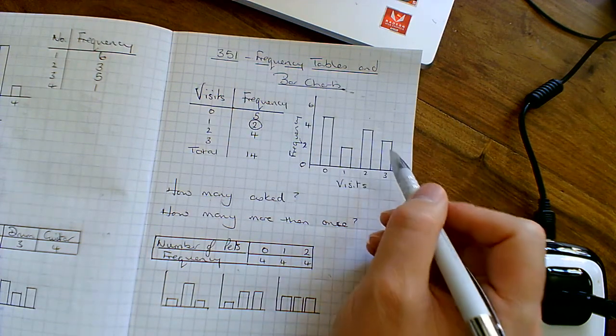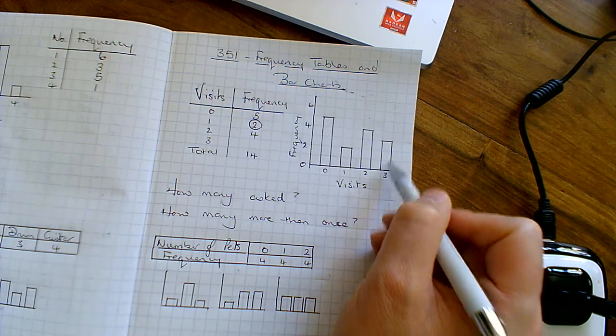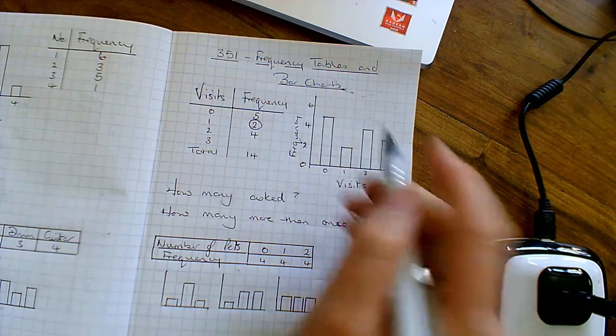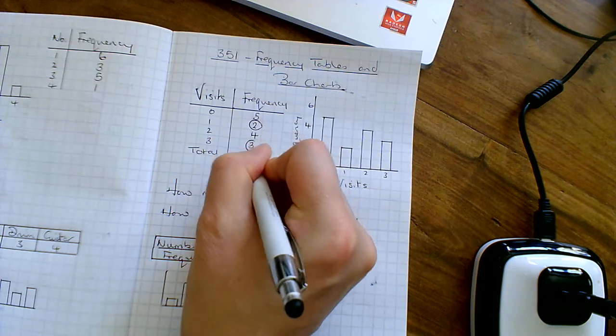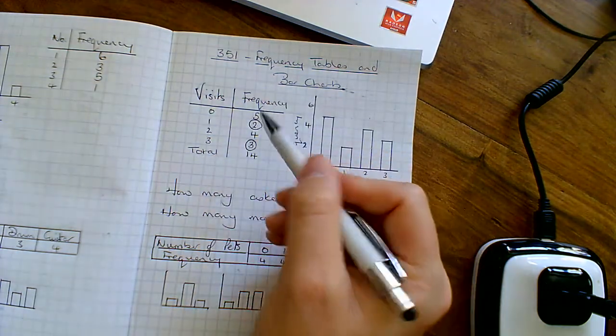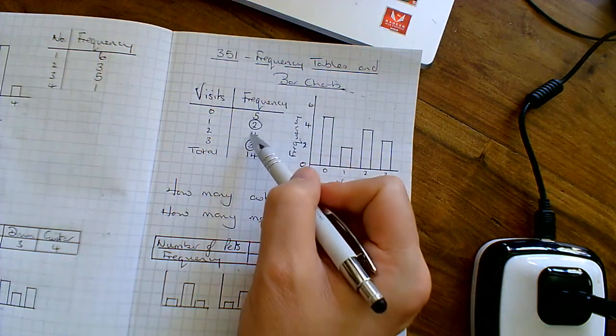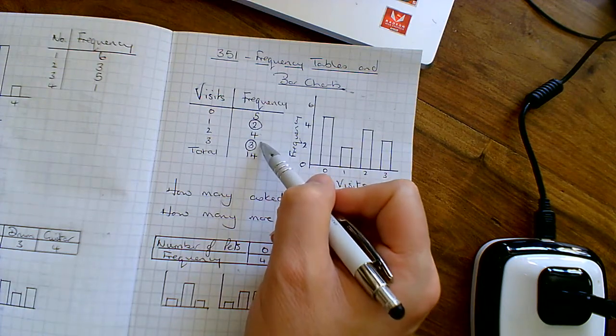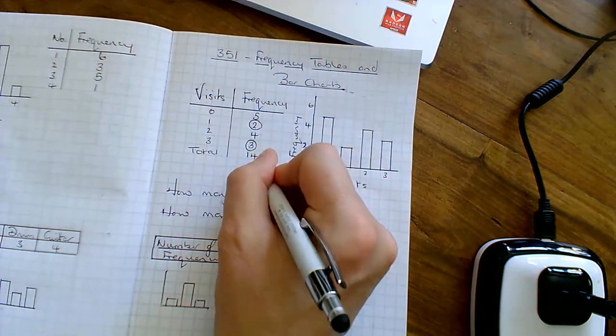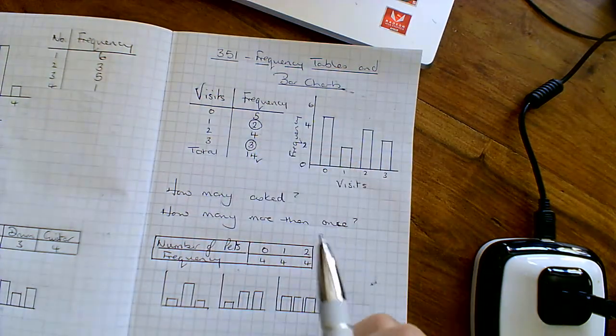And then the last one is 3 visits, and that was made by 3 people, so I've got 3 people here made 3 visits. That gives me a total of 5, 6, 7, 8, 9, 10, 11, 12, 13, 14, which is what the total is. So that to me I would guess is right.